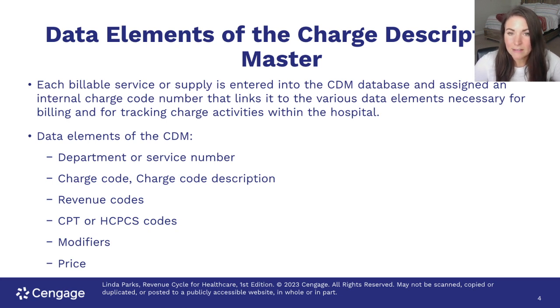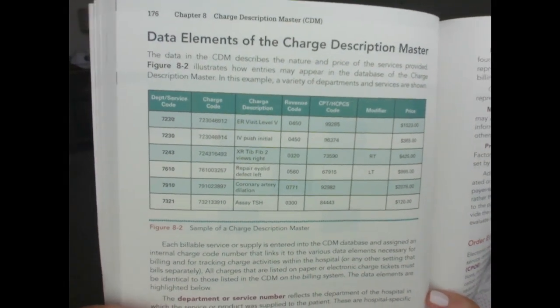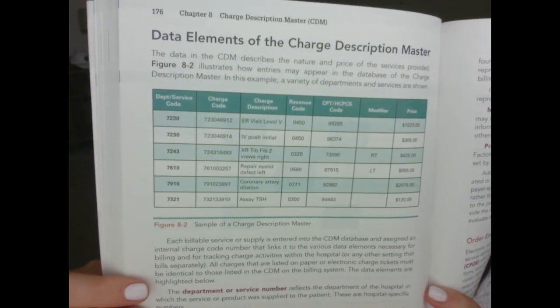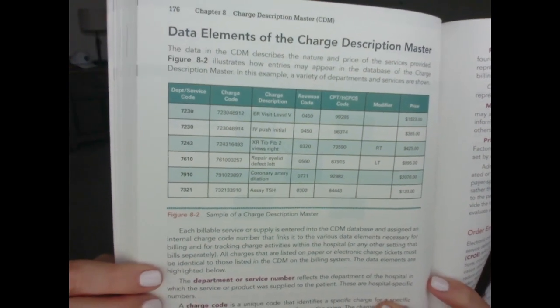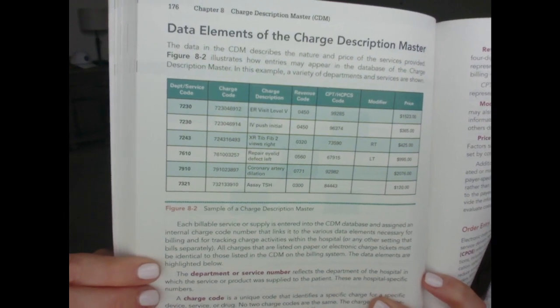And for this, I just want to show you the sample one from your textbook. Okay, so I'm going to switch to just me for a minute. You should be able to pull this up on your e-textbook, but it has the department code here on this side. Each department has like a numerical code to easily identify them. So this is going to be different for every hospital.